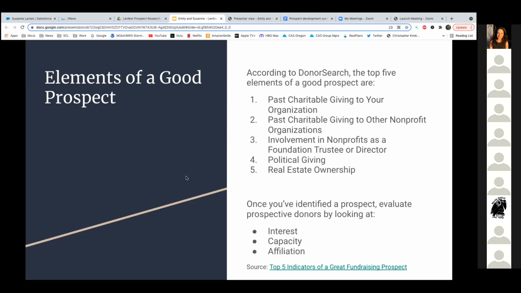So you've identified a prospect using these 5 elements. Hopefully, maybe they have all 5, maybe they have a couple, but you can evaluate how likely this donor is to give to you by looking at their interest, do they have a personal investment in your mission, their capacity, and their affiliation? So let's break these down a little bit more, and we'll start with interest first.